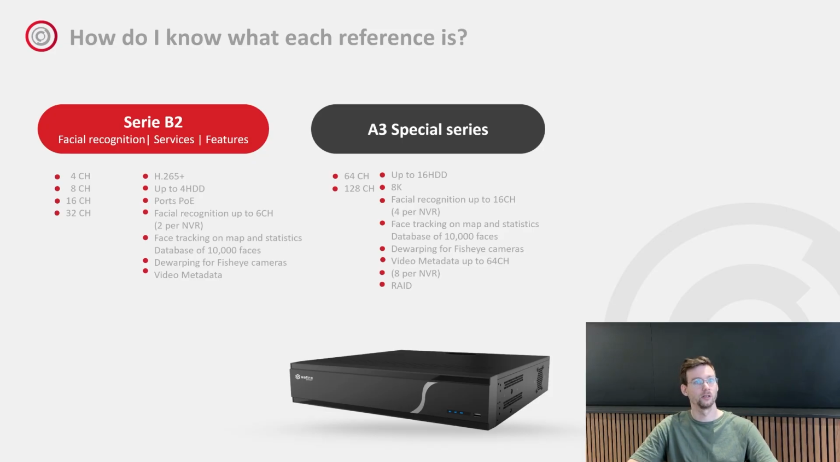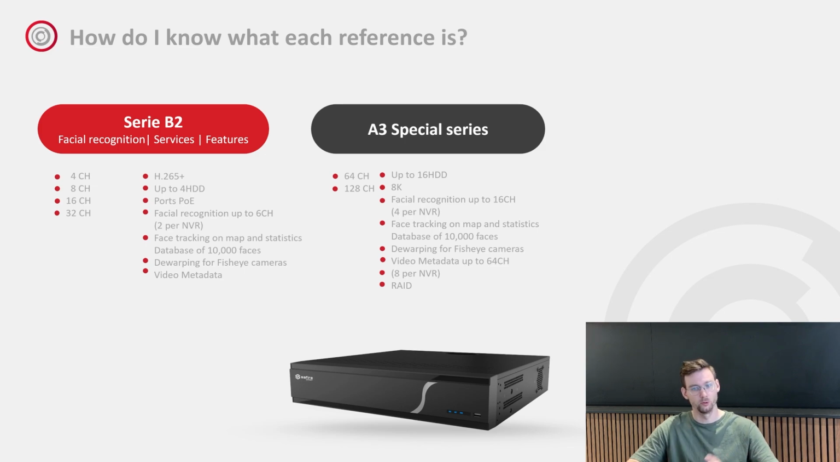If you need to go higher with your numbers of channels, then we need to go a little bit to the A3 series, to the special series. As you can see here, 64 and 128 channels. Obviously, also more space for hard disks, so all the way up to 16 hard disks you can fit. From the functions, it's basically the same. Again, we have face tracking, we have the dewarping for our fisheye cameras, video metadata, but what do we have in the higher end or the special series? We have the RAID options.